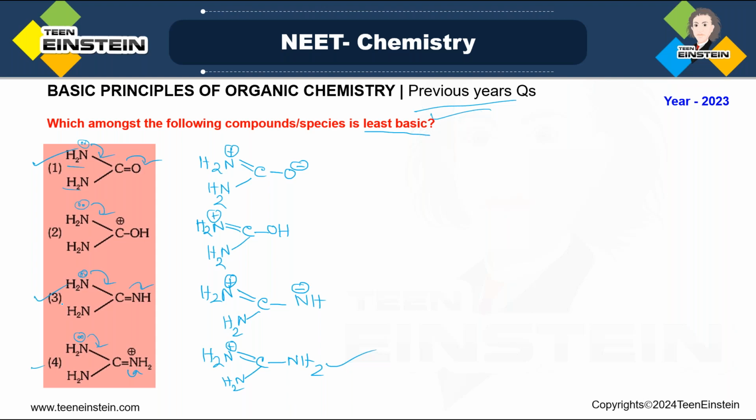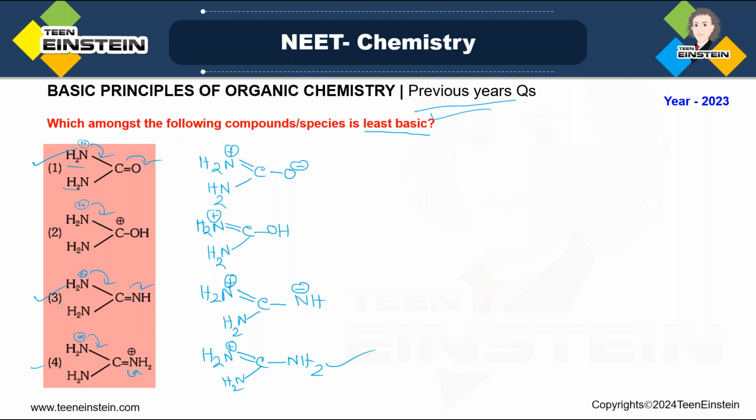Now the molecules in 1 and 3 are basically neutral. There is no positive charge. That means lone pair availability will comparatively be higher than the species present in option 2 and 4, obviously, because there is some positive charge. So 1 and 3 we will not choose.